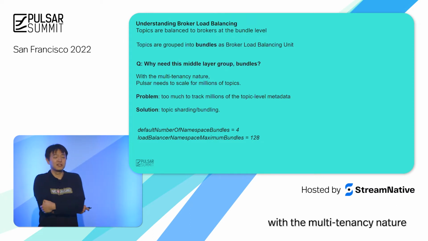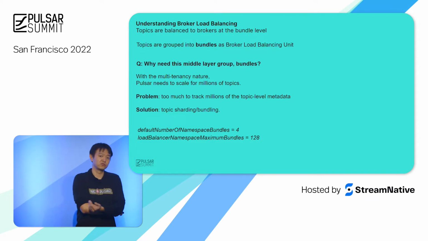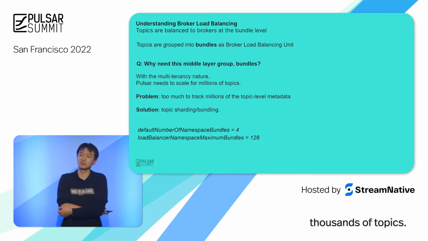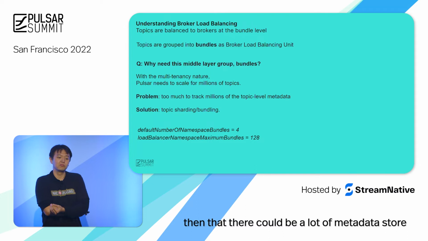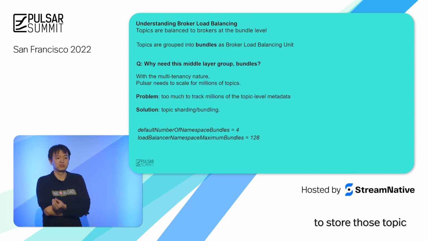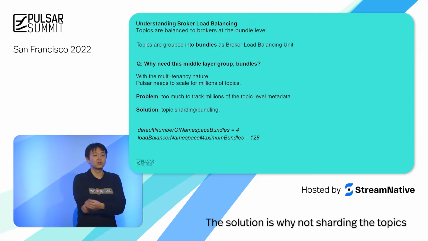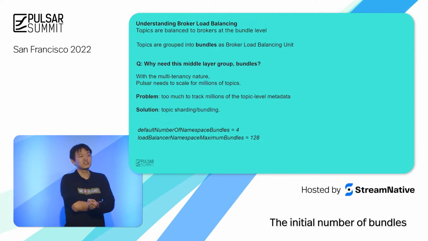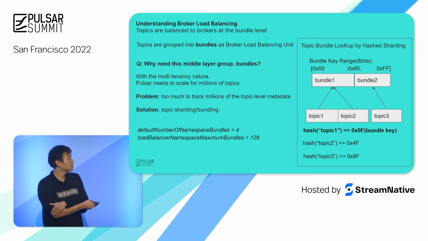With multi-tenancy in its nature, Pulsar is required to scale for a large number of topics. In the worst case, probably millions, thousands of topics. The problem is then that there could be a lot of metadata stored for those millions of topic-level metadata. The solution is, why not shard the topics? The initial number of bundles and the max number of bundles are configurable by the following configuration.